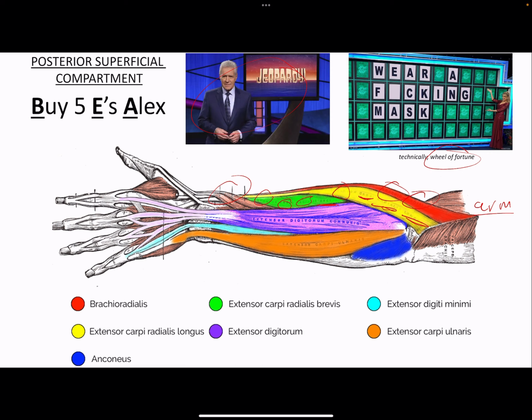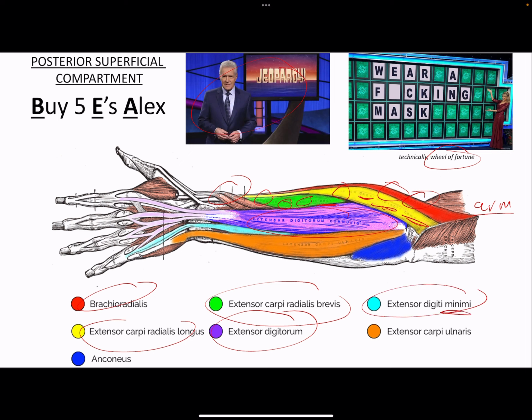So next we have brachioradialis, extensor longus, extensor brevis, extensor digitorum going to all of the fingers. Then we have extensor digiti minimi. Well, your minimal smallest digit is your pinky, so this is just going to your pinky. Extensor carpi ulnaris, where does this go? This goes to your wrist and specifically onto the ulnar side. And then we have the anconeus, which is not that important.